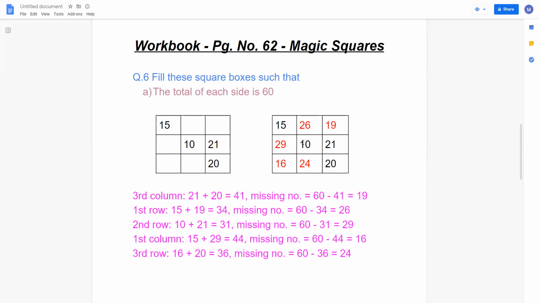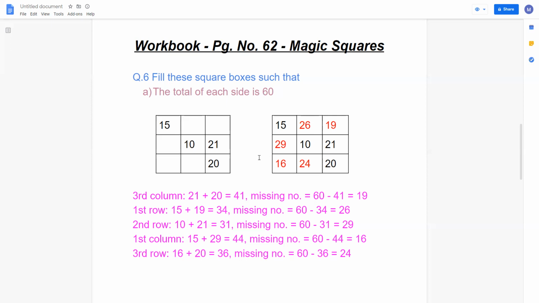Now you can check also. Add all these numbers, what do you get? 15 plus 29 plus 16 equals 60. This column also add, this column also add, all you will get 60. And this way rows also add: 15 plus 26 plus 19 is 60. 29 plus 10 plus 21 is also 60. 16 plus 24 plus 20 is also 60. So adding all the way vertically and horizontally, we are getting each side equal to 60. Okay, did you all understand?